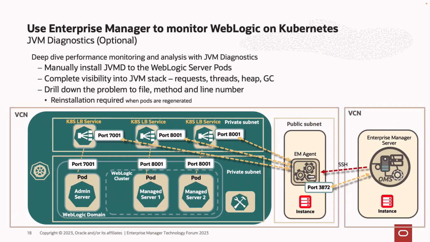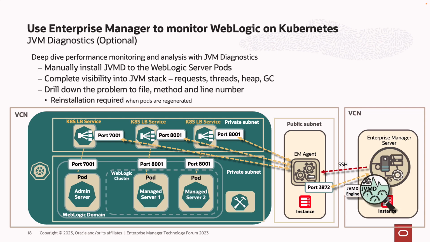And optionally, you can enable JVM diagnostics on the WebLogic servers on Kubernetes and conduct deep dive analysis on your JVM. Using JVMD, you can find problems like the slowest request or slowest method, which one is waiting for I/O or database calls, or which ones are using a lot of resources. It has complete visibility into JVM stack, where you can drill down the performance issues to the method or even a line number in a Java class.